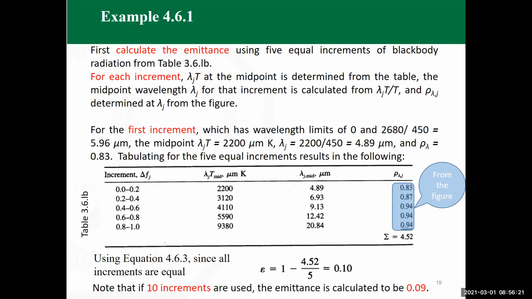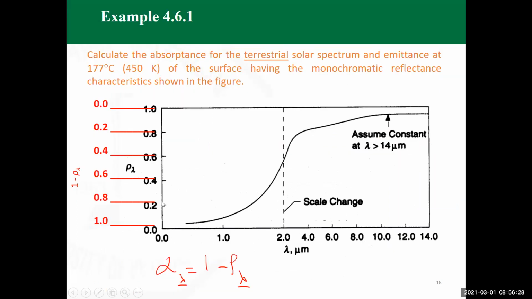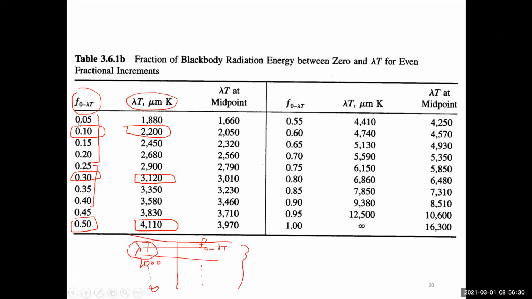I said it's optional, so we have selected 5 increments. Suppose that you have selected 10 increments. What you are going to do is divide this as from 0 to 0.1, from 0.1 to 0.2, from 0.2 to 0.3, and so on. If you are doing it from 0 to 0.1, then you are going to take the corresponding value here, 1880. From 0.1 to 0.2, the corresponding value would be this. But in this case, you are going to take 10 increments here.